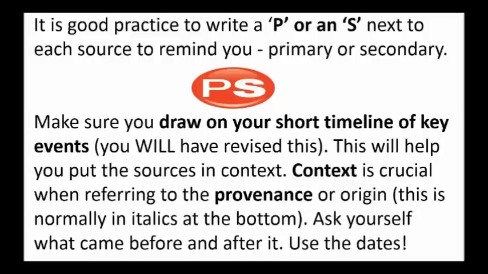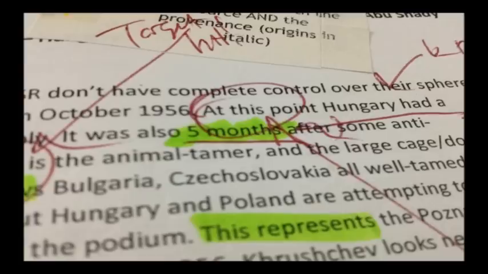Okay, we spoke earlier about context, and we said that you should draw on your short timeline of key events which you will have revised. Time Toast is a fantastic tool on the internet for doing this. Context is crucial when referring to the provenance or origin, in italics at the bottom. And remember, you can't just infer from the source, you can also infer from the provenance. So ask yourself what came before and after it and use the dates.